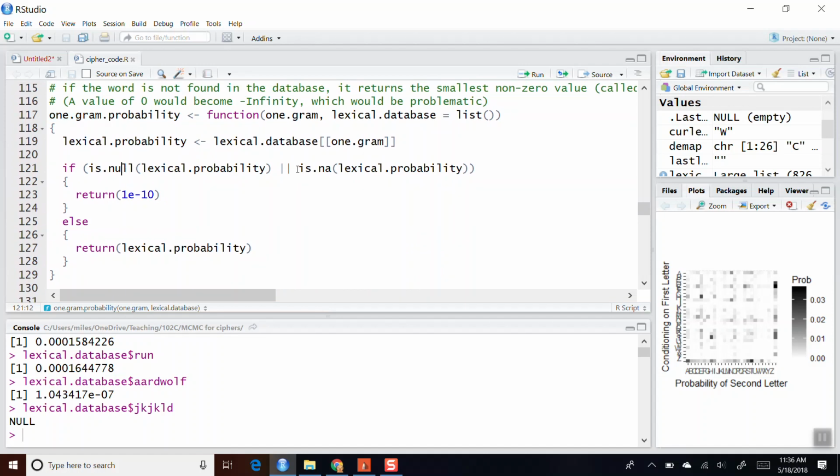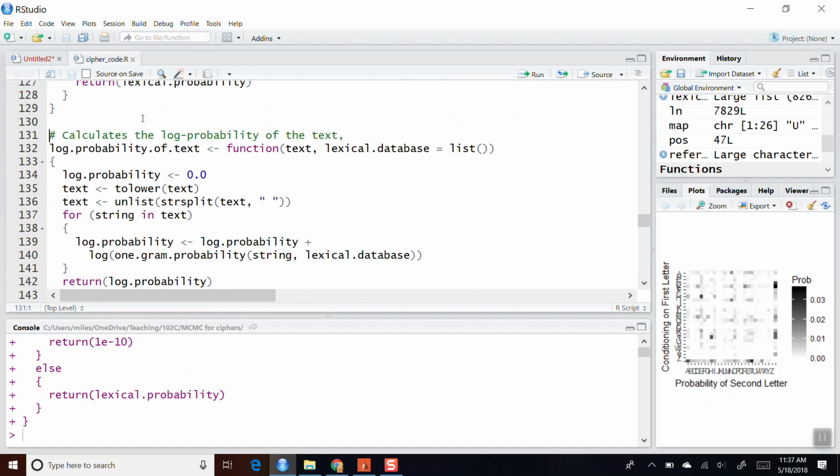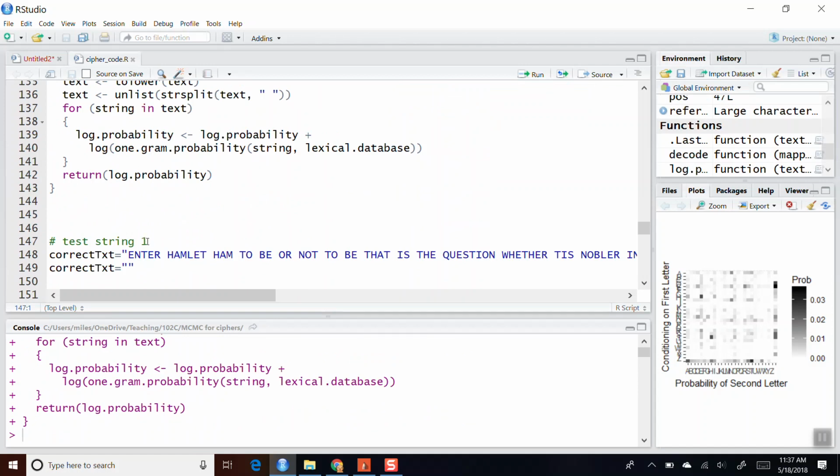If it's null or if it's not in the database, we're going to return just a small value, like 1 times 10 to the negative 10. We don't want zeros in there, because log 0 would be negative infinity, and multiplying by 0 would zero out our probability. So we put in a small value that says this is an unlikely word. Does this all make sense as far as how the system's evaluating?